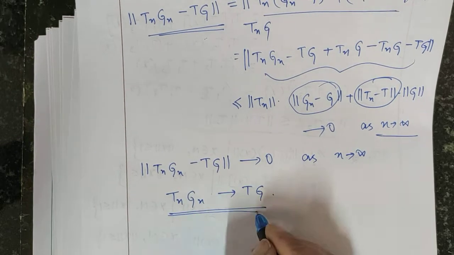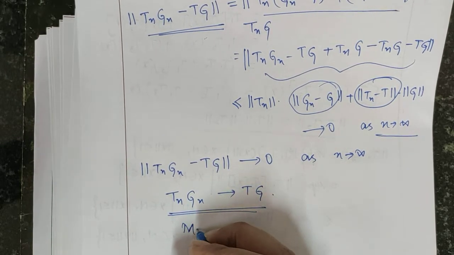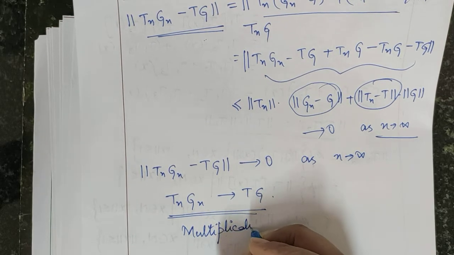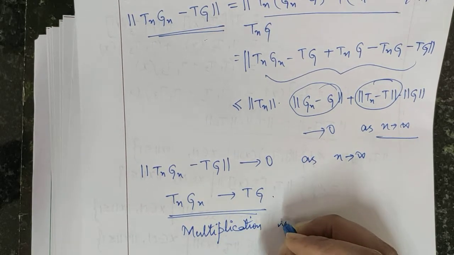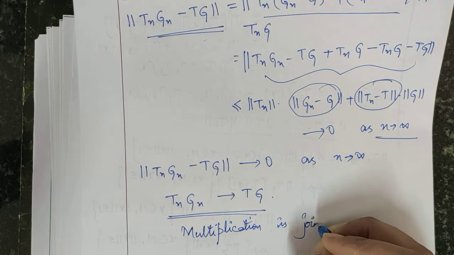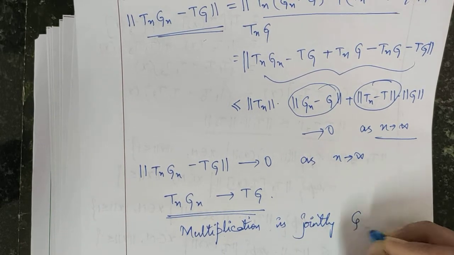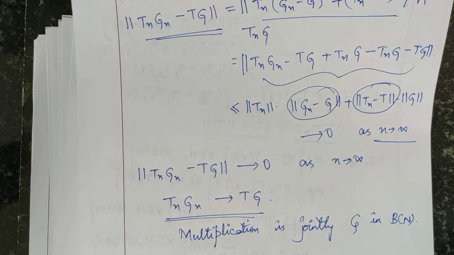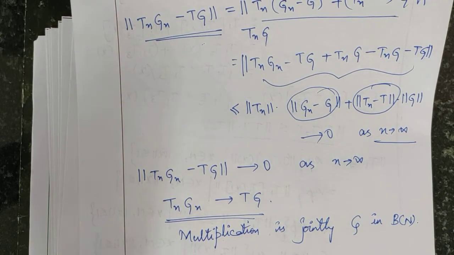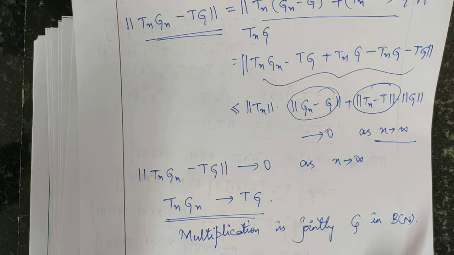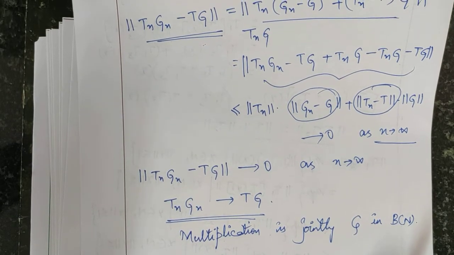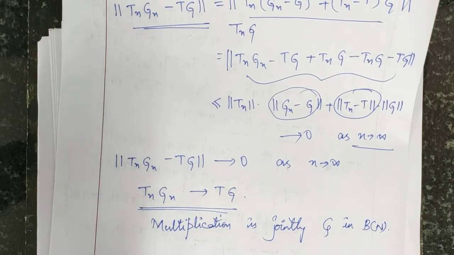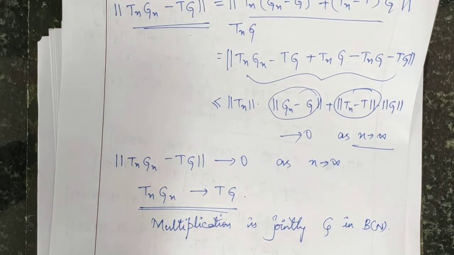This is nothing but multiplication is jointly continuous in B of N. So from this I can conclude that multiplication is jointly continuous in the space B of N, right? Hope this theorem is clear to all. Let's move to the next theorem.